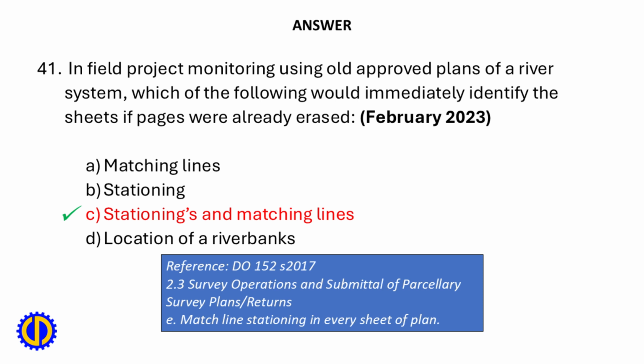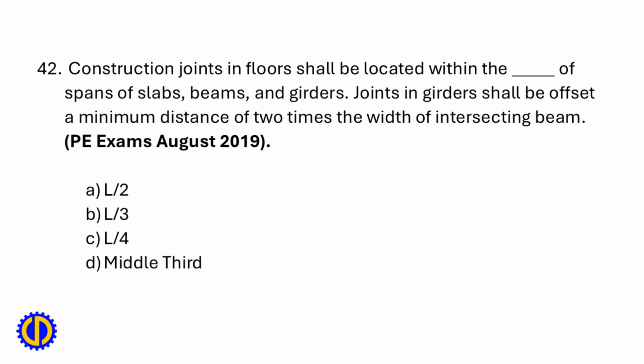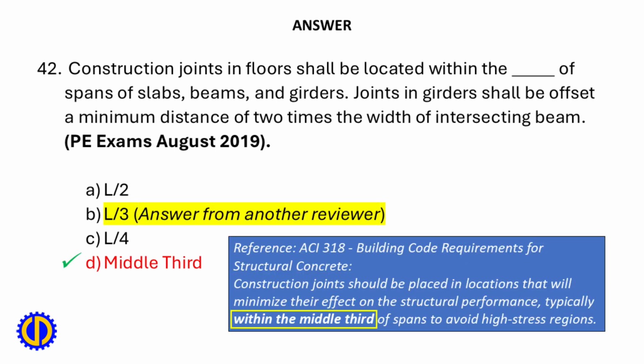Reference, DO 152 S 2017, 2.3 Survey operations and submittal of parcellary survey plans returns. 42. Construction joints in floors shall be located within the blank of spans of slabs, beams, and girders. Joints in girders shall be offset a minimum distance of 2 times the width of intersecting beam. A. L/2, B. L/3, C. L/4, D. Middle third. D. Middle third. Reference, ACI 318, Building Code Requirements for Structural Concrete.